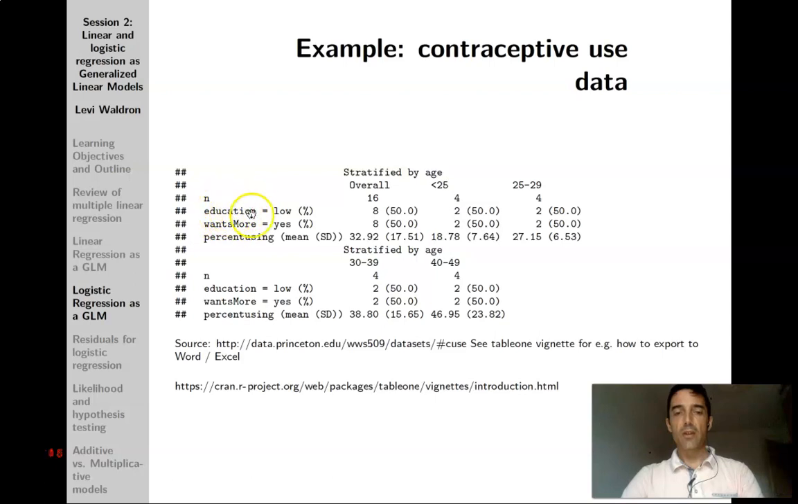There's education, which is either low or high, whether the participant wants more children, which is yes or no, and the percent using. This is something calculated: the percent of individuals with a particular combination that are using birth control overall, and then stratified by 4 different age groups. If you want more information about this, you can go to this link and see a little bit more about the background behind the data set.